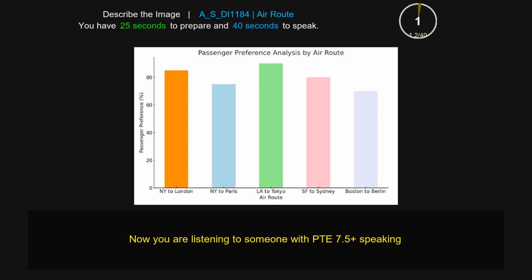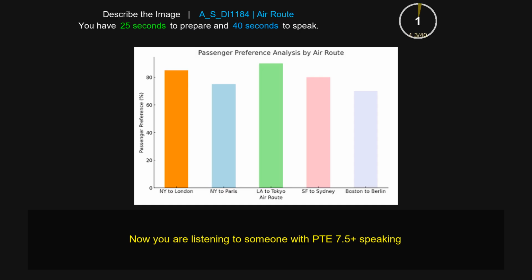The given image provides information about passenger preferences analysis by air route. There are different types of air route including New York to London, New York to Paris, London to Tokyo and so on. And the data has been calibrated into percentage. After scanning this image, the maximum value can be observed in London to Tokyo, which is 80%. It is closely followed by New York to London, which is 80%, and the least value can be observed in New York to Paris, which is 20%. Overall, the image is very informative.